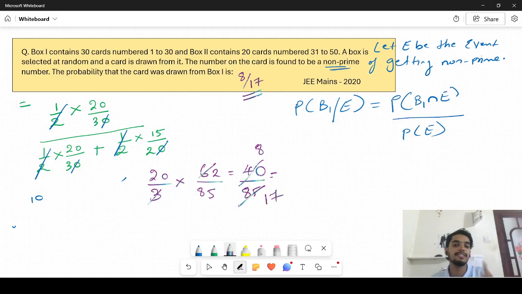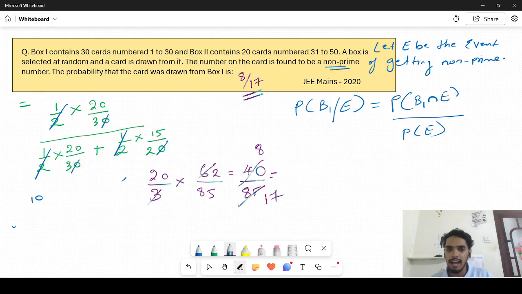Guys, this is a JEE Maths 2020 question, and it came as a numerical type question. You have to either write 8 by 17 or find the numerical value. Maybe they'll ask for up to 4 decimal places. We have to find that. So very simple question, right?